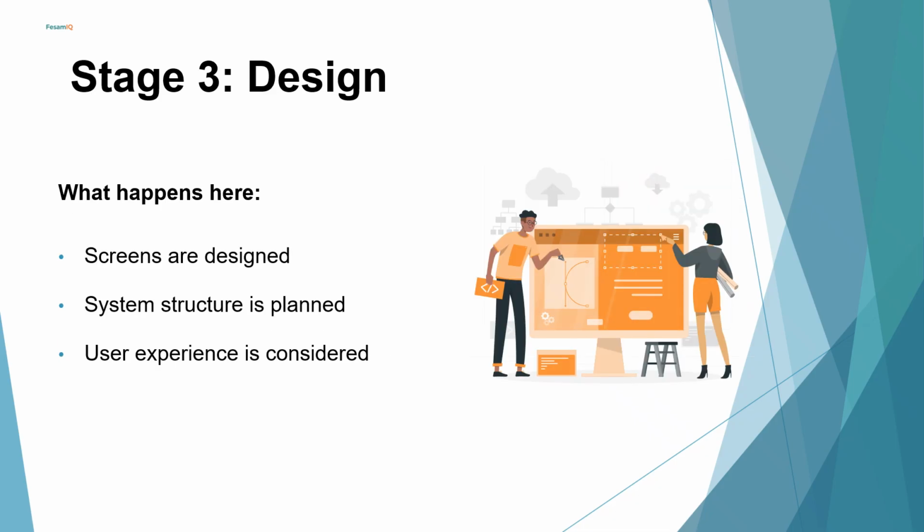So the third stage is the design stage. So what happens here is that the screens are designed at this stage, the system structure is planned at this stage, and the user experience is considered at this stage. Also at this stage, the ideas become visual, just like drawing a house plan before building. So this is what this stage is all about.